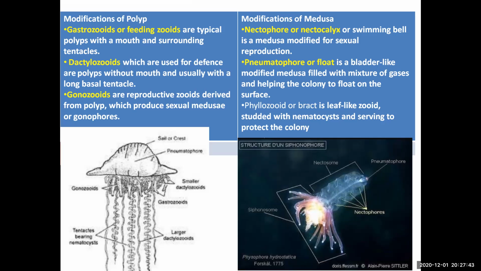The word gastro is related to feeding, so these are called feeding zooids. They have a well-developed mouth and tentacles with nematocysts. They sting the prey and bring it inside the hydrotheca through the oscular opening.